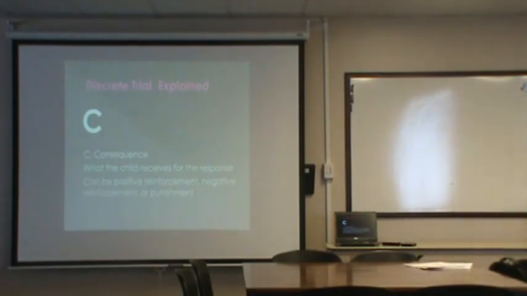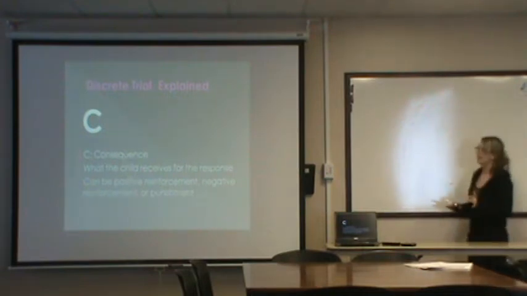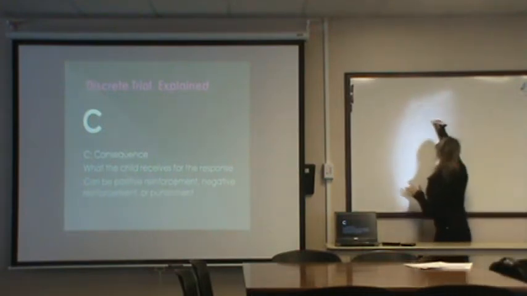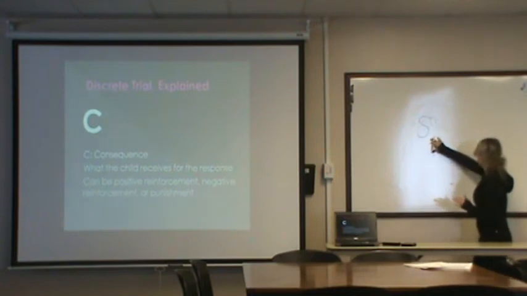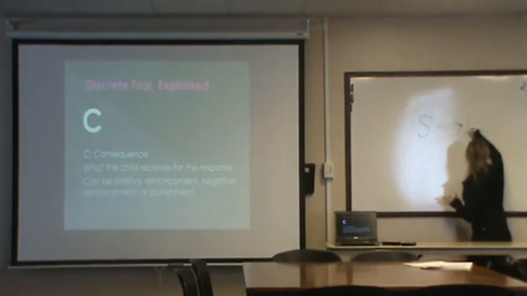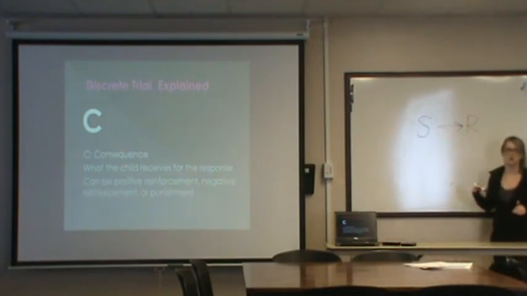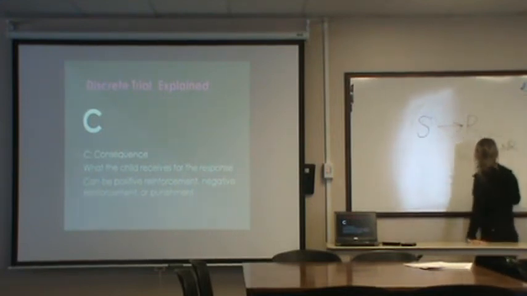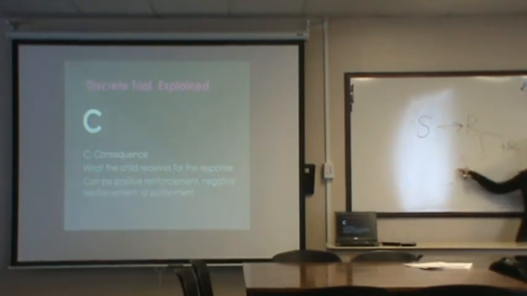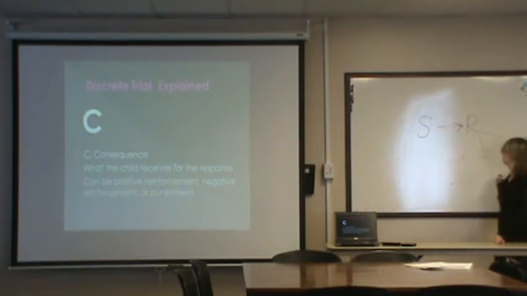If I had to break ABA down into one picture, it would probably be this. That is an awful marker. An SD, their direction, leads to their response. What kinds of responses did we talk about? What are the options? Correct, incorrect, and non-response. I'm going to abbreviate those. What comes after the response, regardless of what the response was? Consequence, yes.